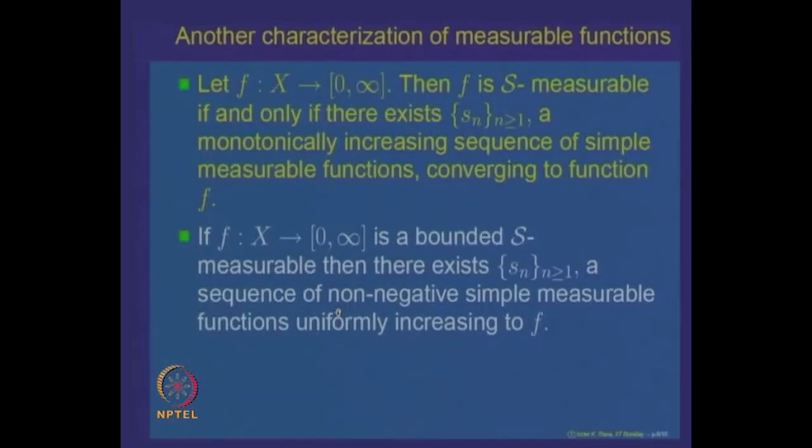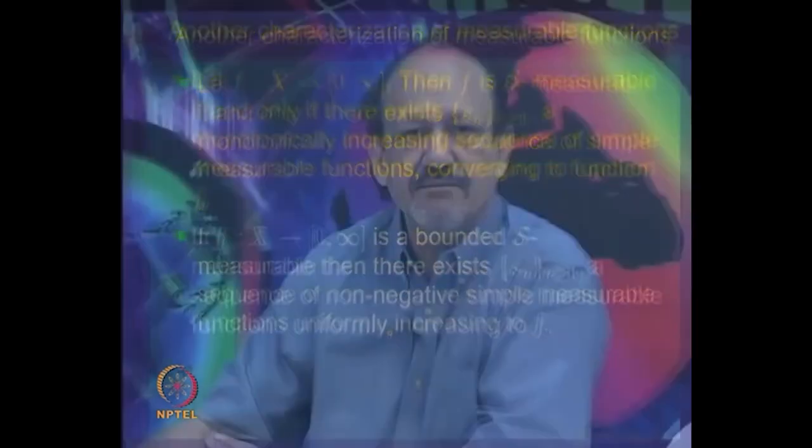So, this is an observation which we may not be needing, but it is good to observe that if f is a bounded measurable function, then this theorem says that if f is a bounded measurable function which is non-negative, then there is an increasing sequence of non-negative simple functions uniformly converging, uniformly increasing to f. So, this is the case for when the function is non-negative.